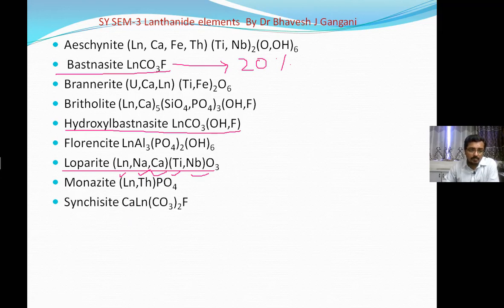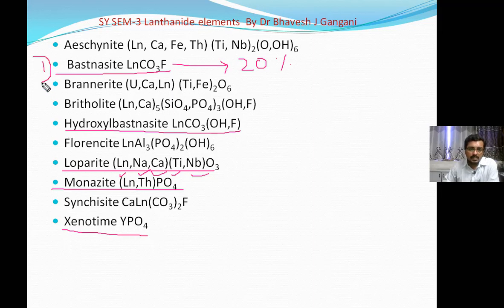Monazite is the most important mineral. You have to put monazite in your mind. It is a phosphate of lanthanide as well as thorium. Then zincosite. It is also a fluorocarbonate, but it contains lanthanide as well as calcium. And xenotime. So xenotime you have to put in your mind. So you have to learn the name and formula of these minerals.